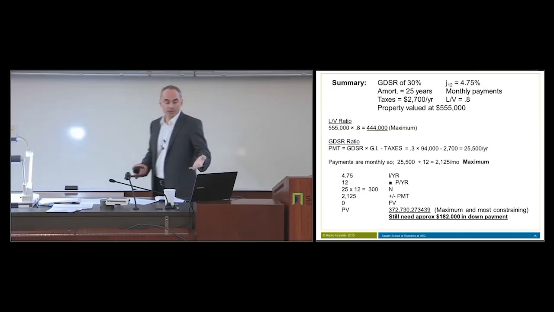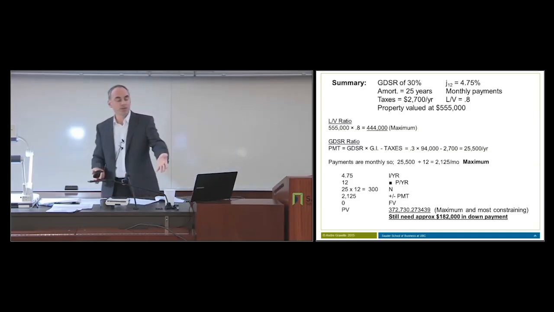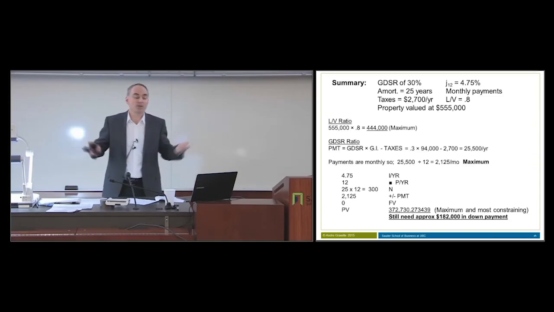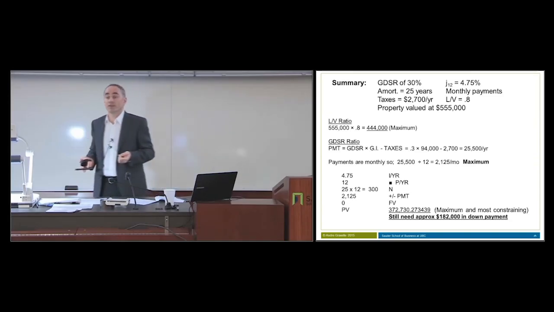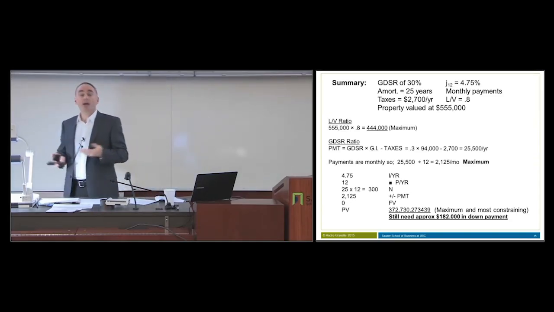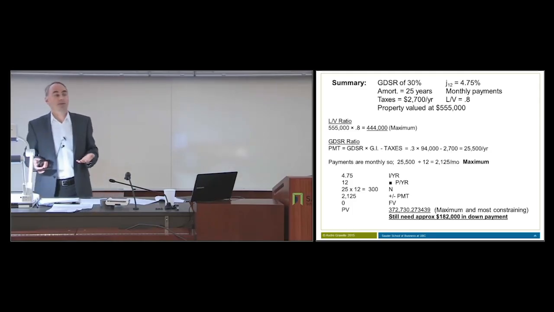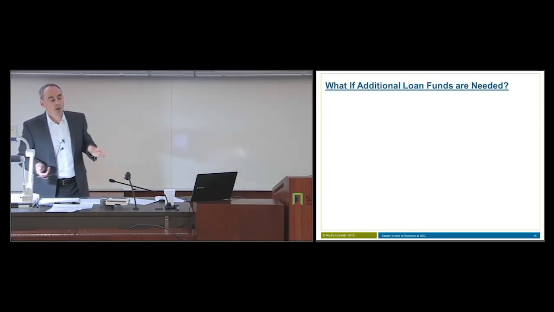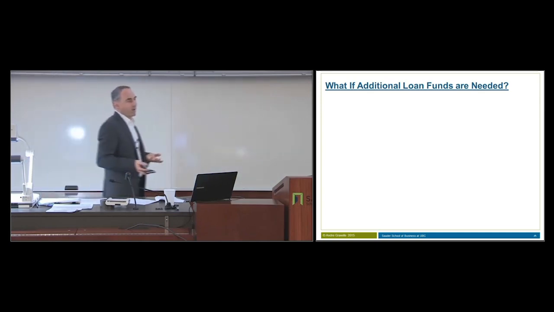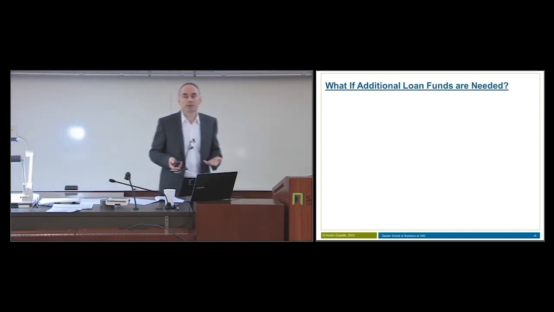So the reality here is that this person would still need about $182,000 in down payment. They add that to the mortgage funds, and they could purchase the property if we assumed it was also selling for $555,000. So if they had $182,000 for down payment, terrific. You buy the house, everything's good. But what if they don't? Now, if they don't have enough down payment, do they just go away? They disappear? Well, what are their options?